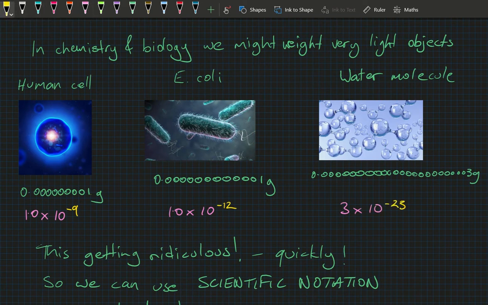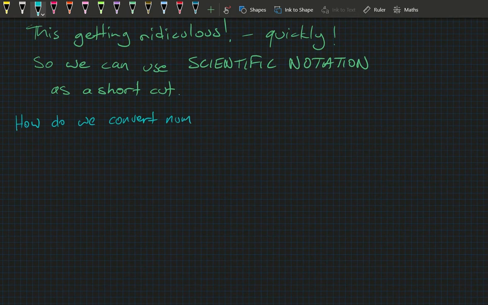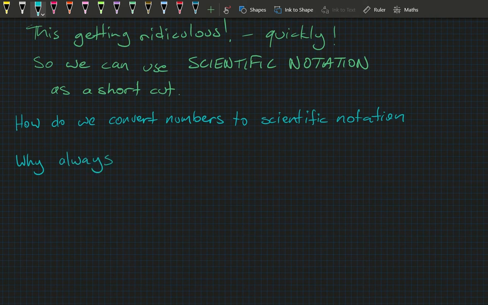So we can see we have negative indices for very small and positive indices for very big. Obviously I've given it away a bit, but the question is, how do we convert numbers to scientific notation? You might have noticed we raised everything to the power of 10. So why do we always use 10 as the base?